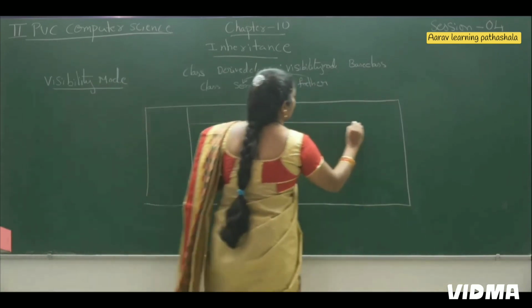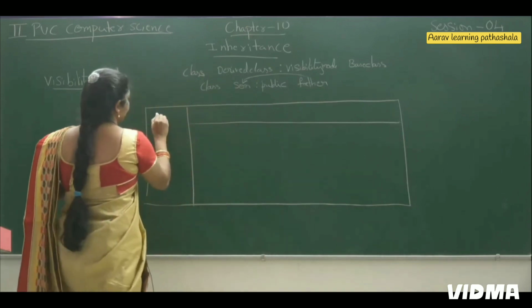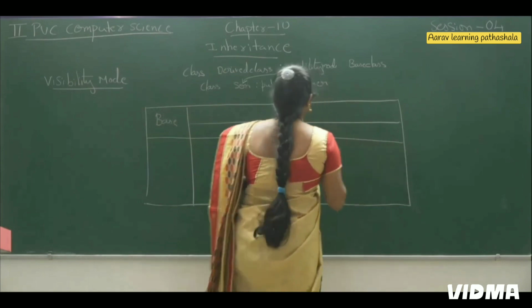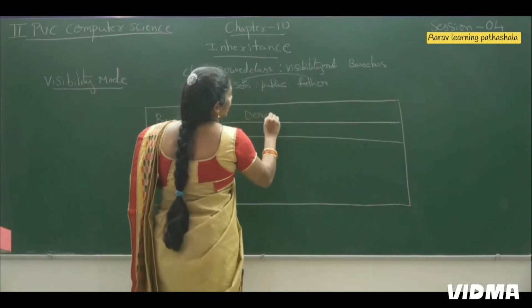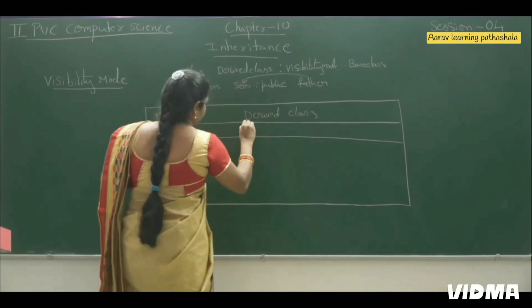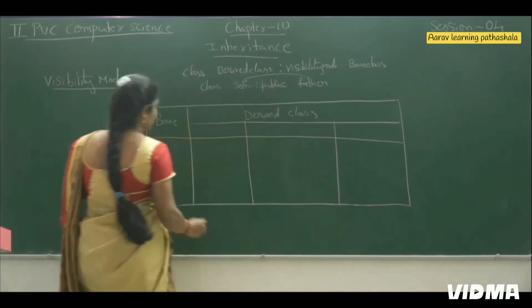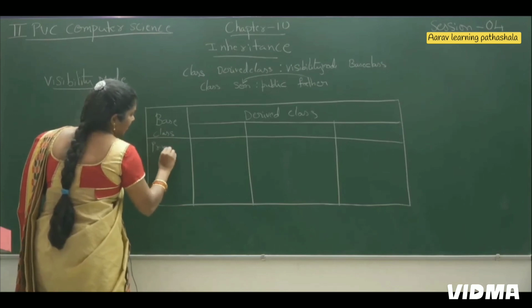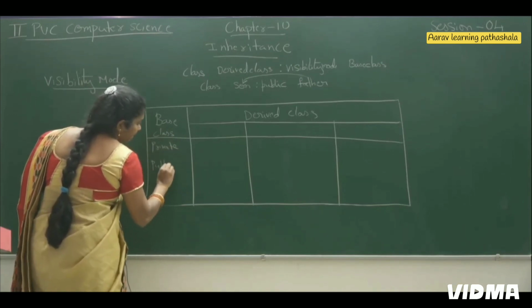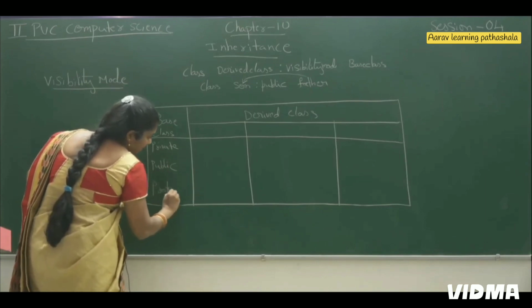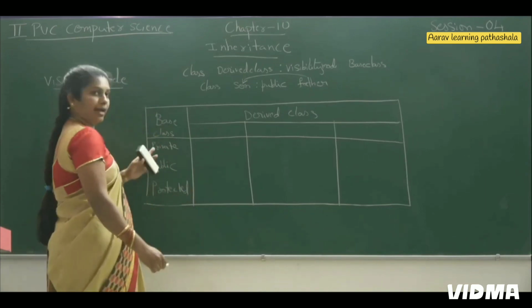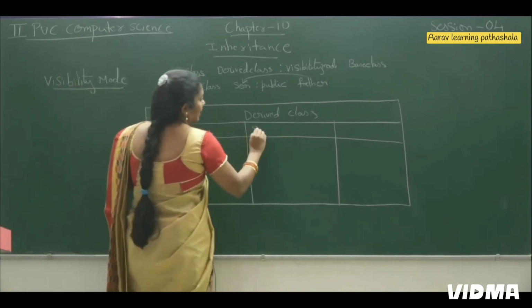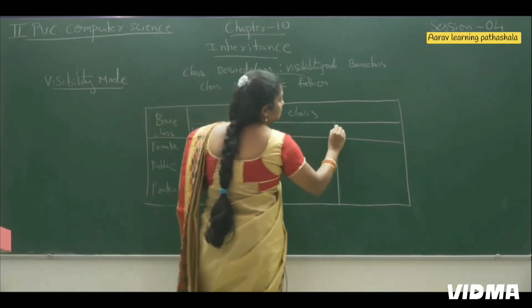For example, first we will take the base class. Then next we will take the derived class. In the base class we have private, public as well as protected. There are three access specifiers here. Here also, in the same way: private, public as well as protected.